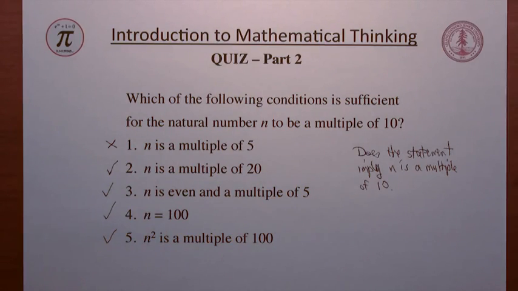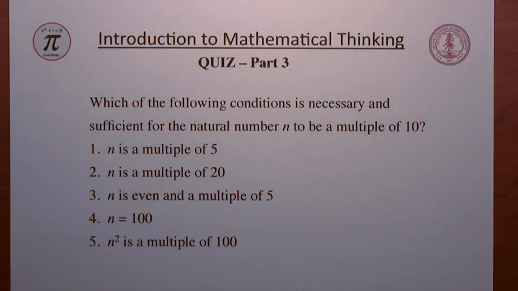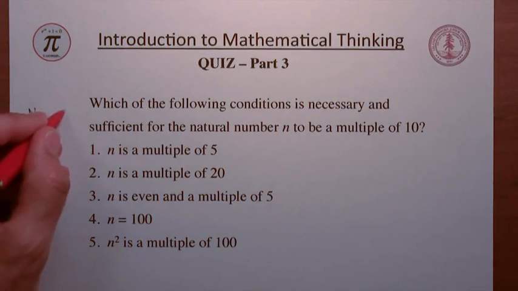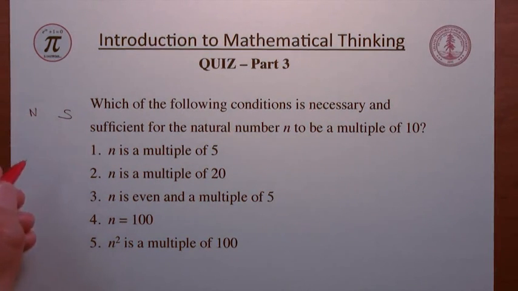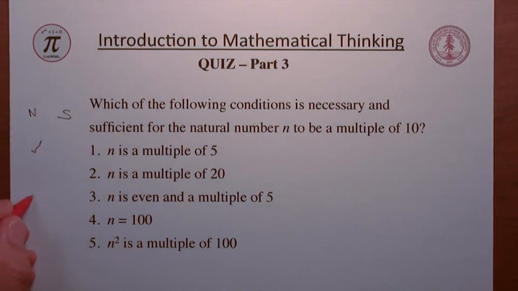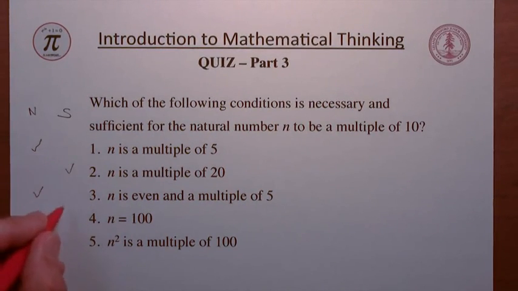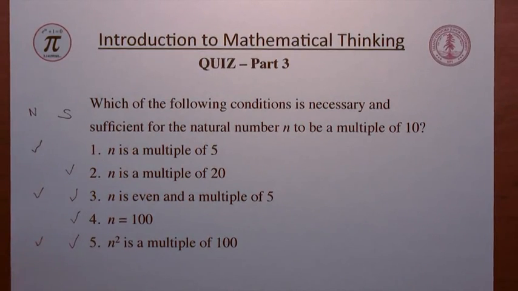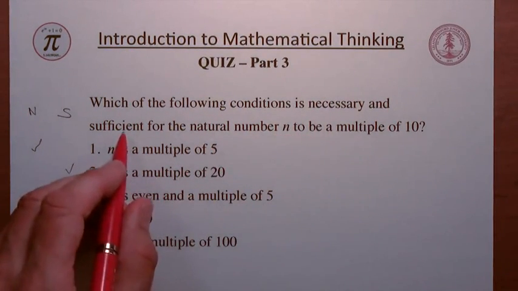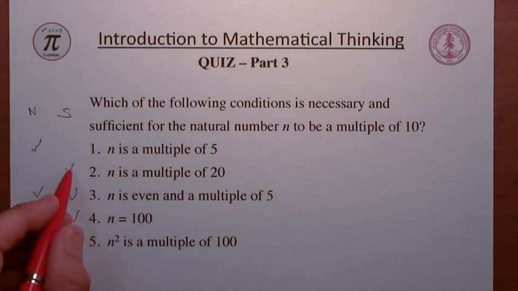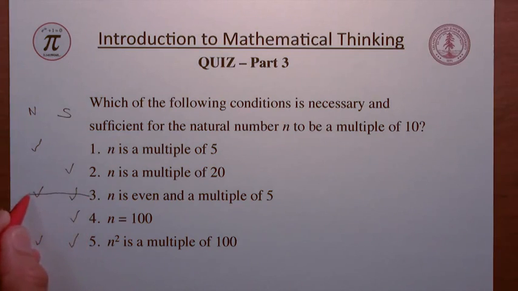Okay, let's move on to part 3. For this one, we have to compare our answers for the 2 previous questions. The first question was necessity, and the second question was sufficiency. For necessity, we had 1, we had 3, and we had 5. For sufficiency, we had 2, 3, 4 and 5. This asks for necessity and sufficiency. There we've just got necessity, there we've just got sufficiency, there we have both of them, there we just have sufficiency, there we have both of them. So the ones that are necessary and sufficient are this one and that one.